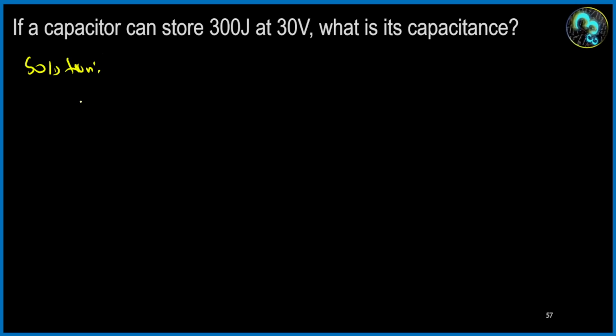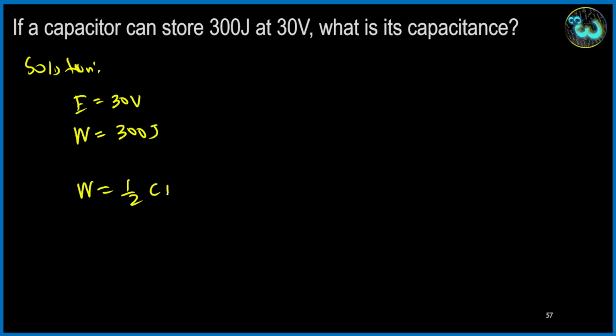So we have our voltage, which is equal to 30 volts. Then our energy, which is equal to 300 joules. So the formula, energy is equal to 1 half CV squared. So hinahanap dito is the capacitance. So ilipat natin itong 1 half sa kabila. So ito magiging 2, no?